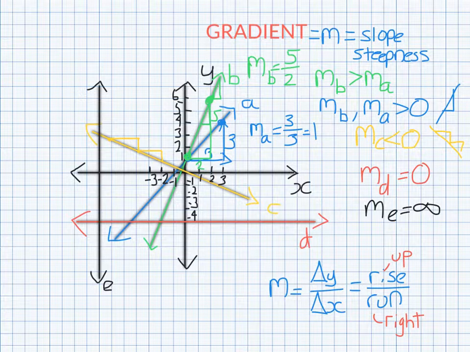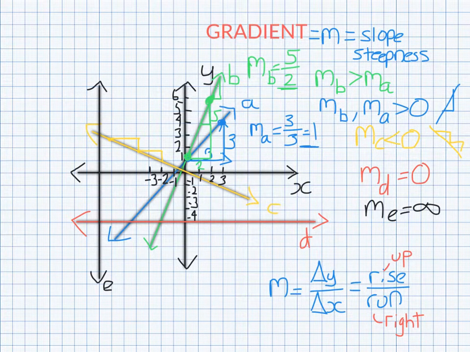across. 5 over 2. So that means every 2 you go across, you go up 5. So 5 over 2 is 2.5, which is obviously more than 1. So the gradient of B is larger than the gradient of A because B is steeper. So let's look at the gradient of C.